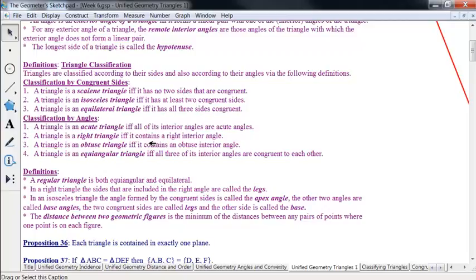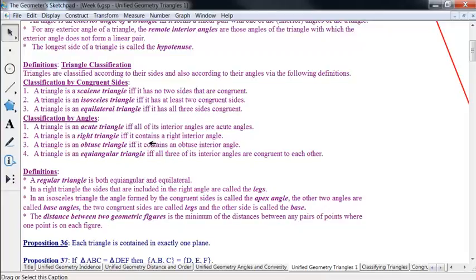In a right triangle, the sides that form the right angle are called legs. In an isosceles triangle, the angle formed by the congruent sides is the apex angle. The other two are called base angles. The two congruent sides are called legs. The other side is called a base.